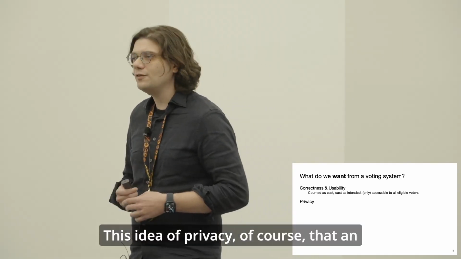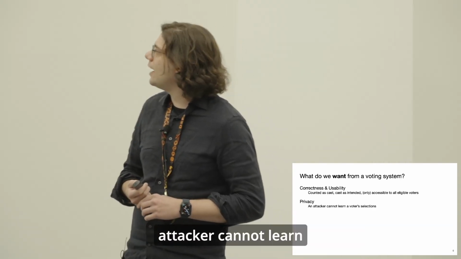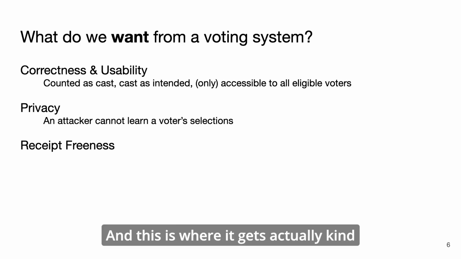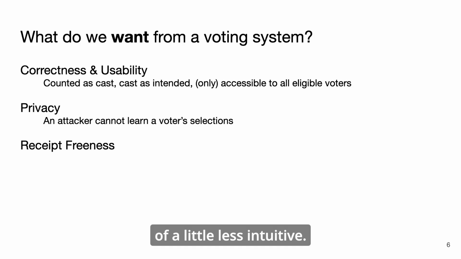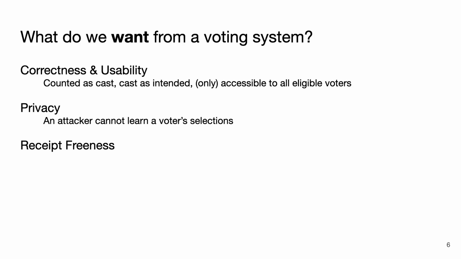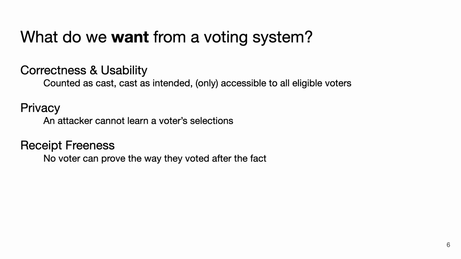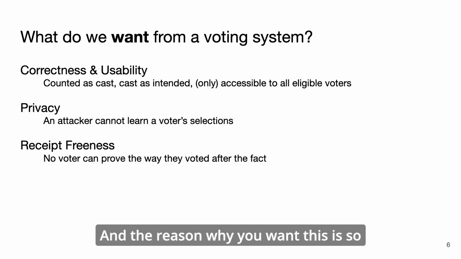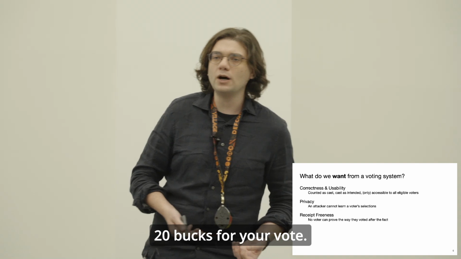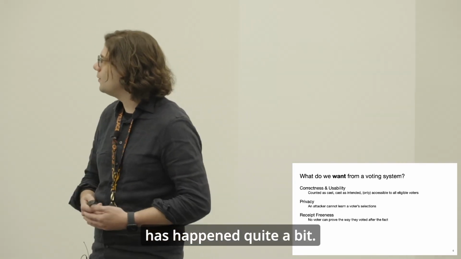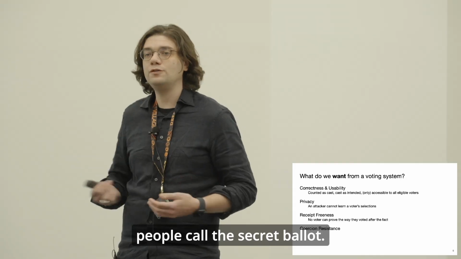This idea of privacy, of course, that an attacker cannot learn a voter's selections. There's also this idea of receipt-freeness, and this is where it gets a little less intuitive. The idea here is that no voter can prove the way that they voted after the fact. And the reason why you want this is so that I can't offer you $20 for your vote. And historically, this has happened quite a bit. This is part of what people call the secret ballot.